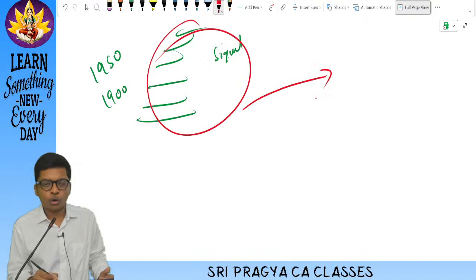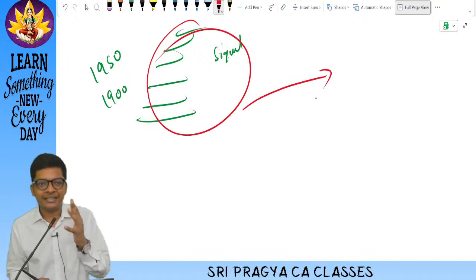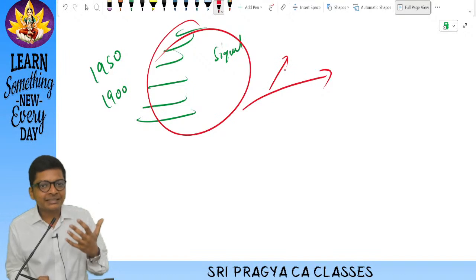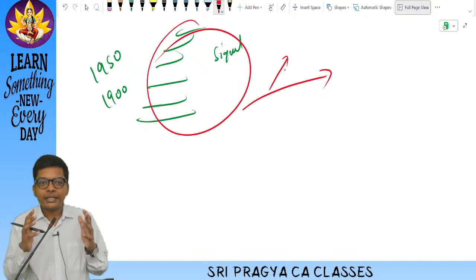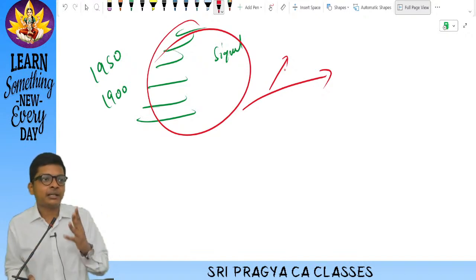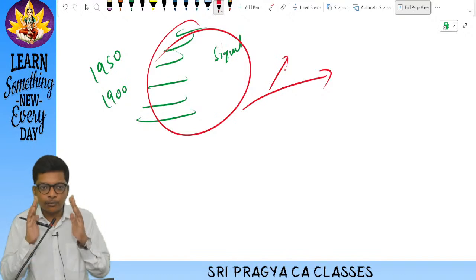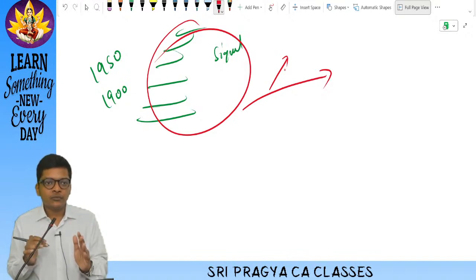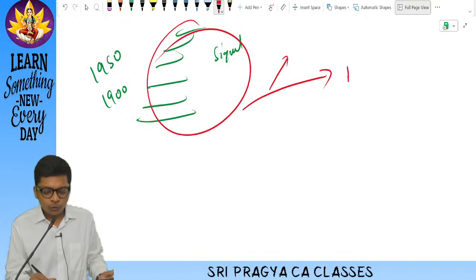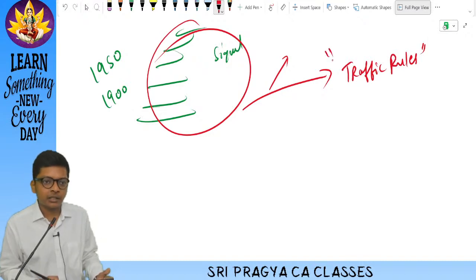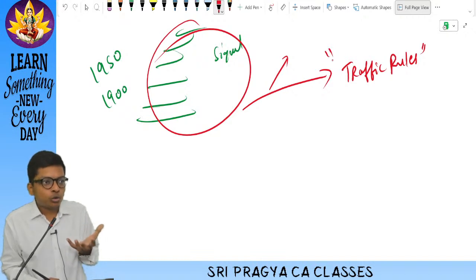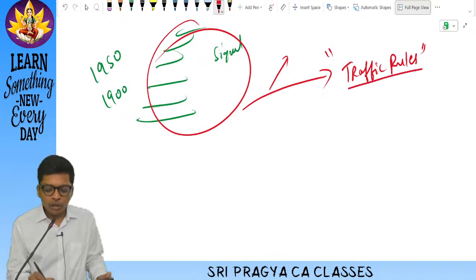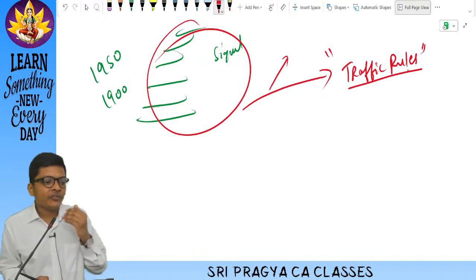As time kept going, in the 1960s, 70s, 80s, 90s, a lot of vehicles started increasing. Initially two-wheelers, then those Ambassador cars, then roads came. Since vehicles are coming, not everybody will drive in a straight line, so we have to manage that. We have to bring in basically traffic rules, correct? So there was a problem, and to solve that problem, we brought a solution in the form of traffic rules.